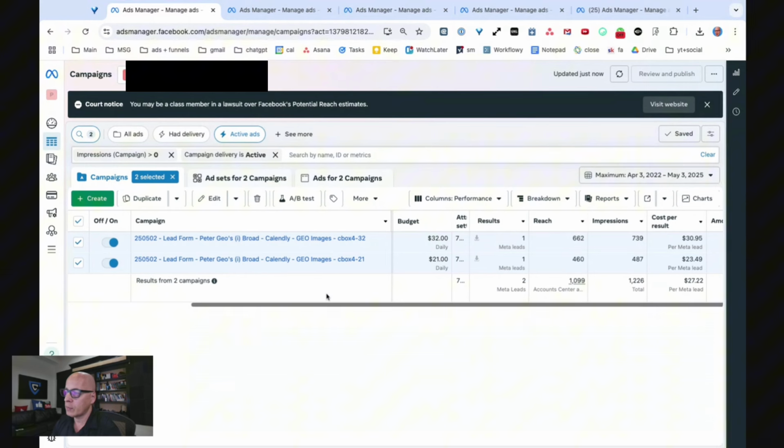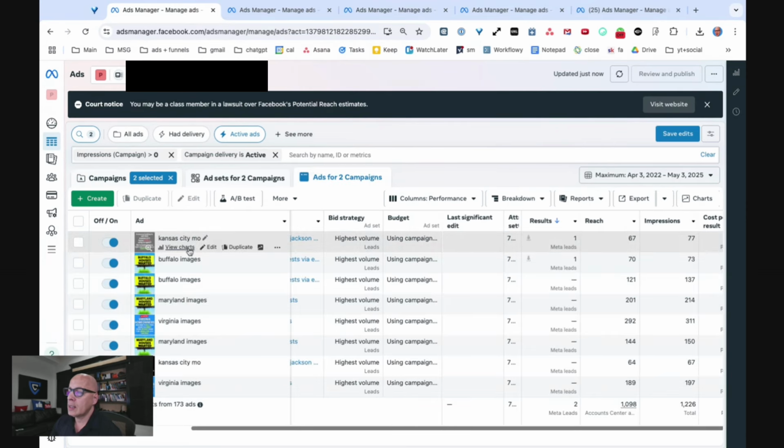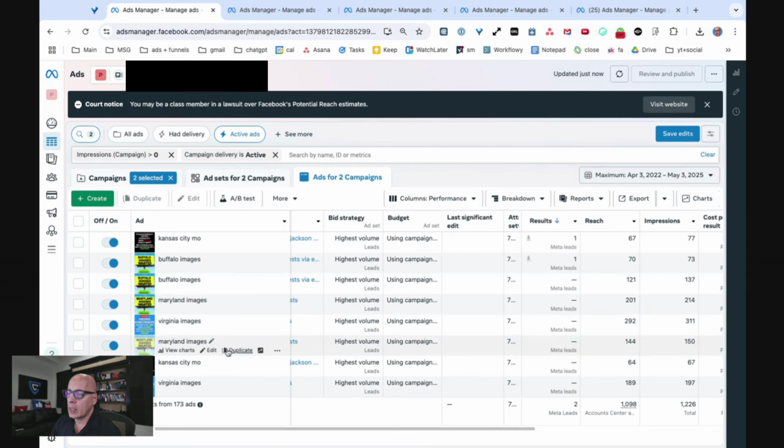Now, this one is a tough one because we're targeting really tight geographic regions, very specific areas and states. And so we have to do a bit of massaging in order to make this work, but we did make it work. We're making it work. This one here is just starting. So right now we just have 2 leads at $27 per lead. But the interesting thing is that we're targeting, you can see the cities here. We're targeting Kansas City, Buffalo, Virginia, Maryland. So we're targeting really tight spots. Buffalo, New York, for example.